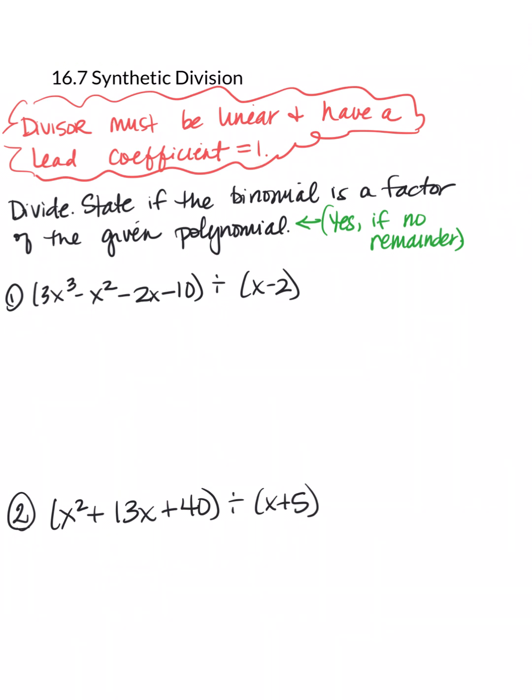All right, so if you look at the examples I have here, this is the divisor. Remember, this is the divisor. This is linear because x is to the power of 1, and the leading coefficient is 1. Same thing on number 2. Those two criteria are met. And that's the way it's going to be on this assignment. I'm not going to try to trick you, but just for future reference, you can only use synthetic division if this is linear and that leading coefficient is a 1.